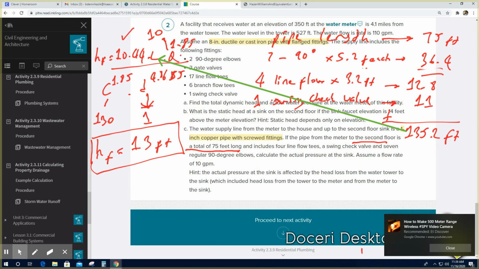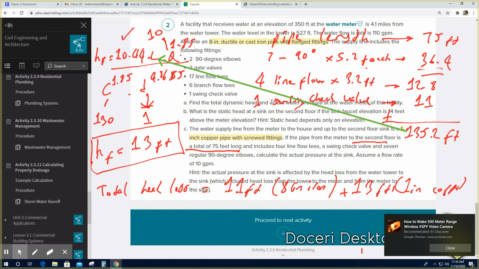And what is the total head loss? We have already lost 11 feet for the cast iron, right? So for the total head loss, we have 11 feet from the 8-inch iron, and we have 13 feet for the 1-inch copper. When you add them, total head loss is 11 plus 13, which is 24 feet. That is the head loss.